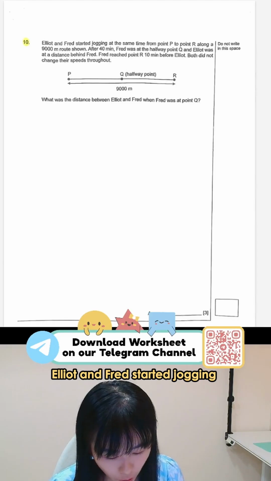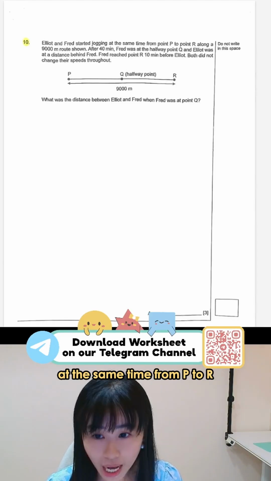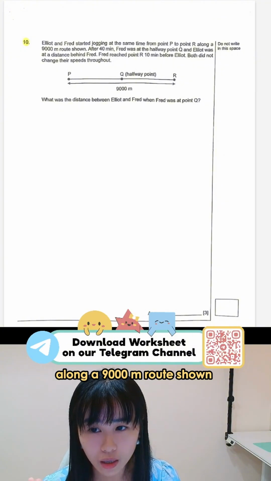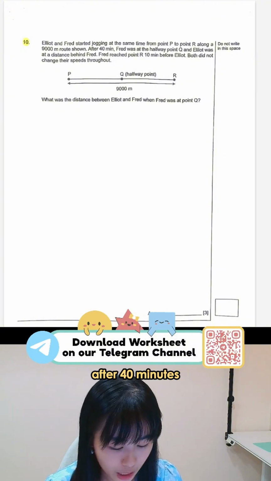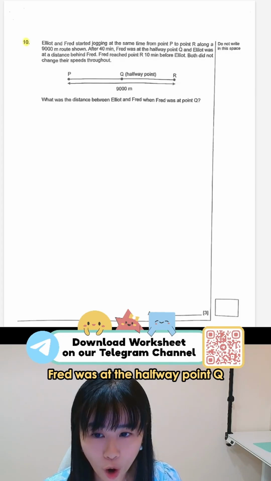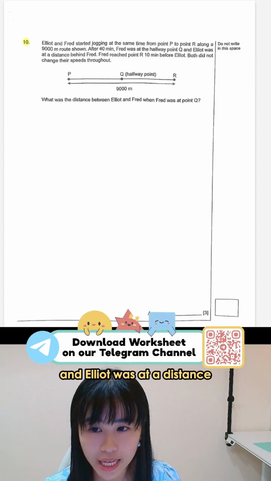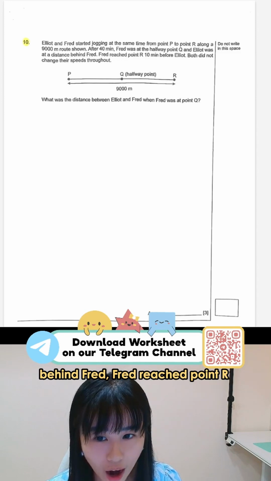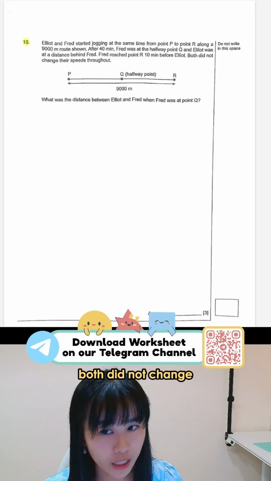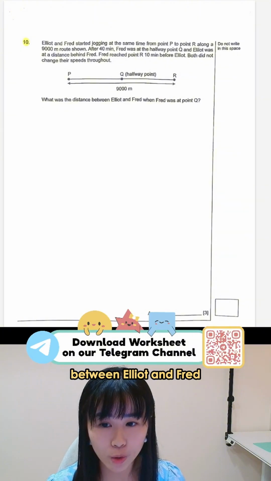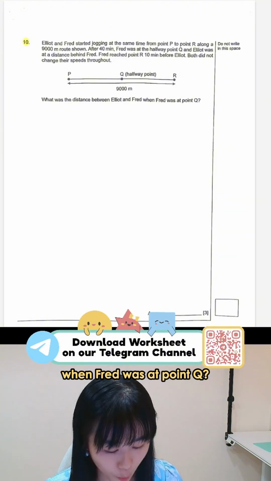We have Elliot and Fred started jogging at the same time from P to R along a 9,000 meter route shown. After 40 minutes, Fred was at the halfway point Q and Elliot was at the distance behind Fred. Fred reached point R 10 minutes before Elliot. Both did not change their speeds throughout. What was the distance between Elliot and Fred when Fred was at point Q?